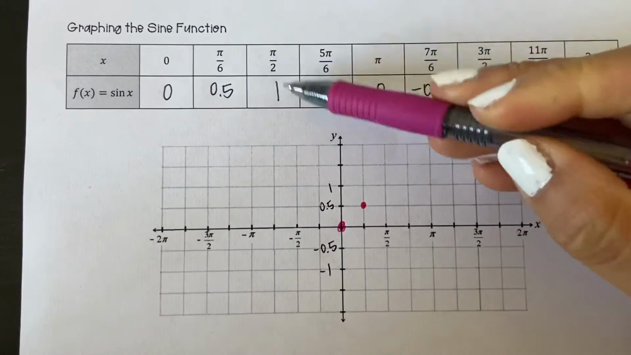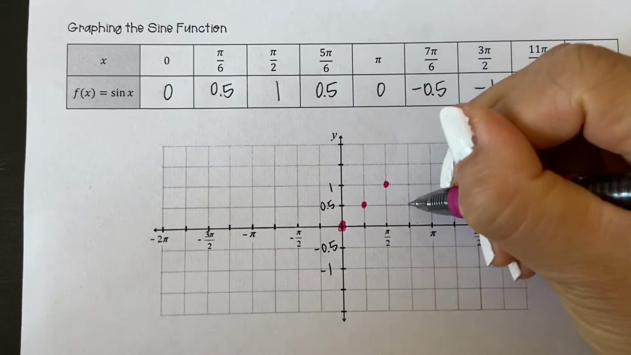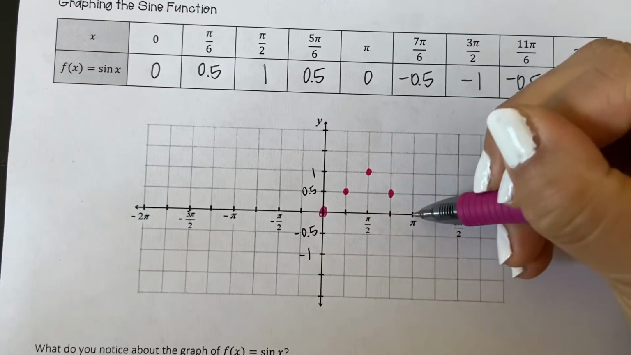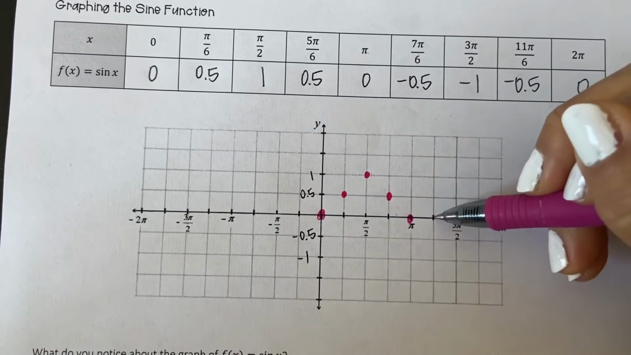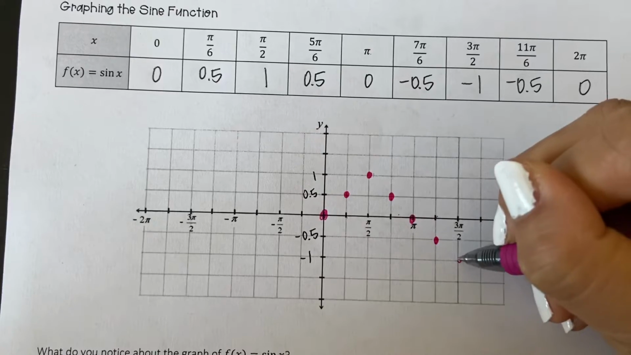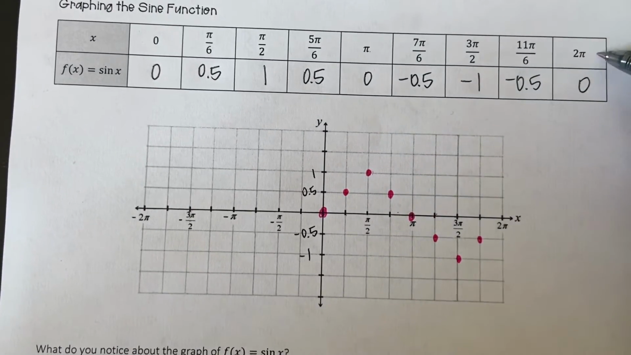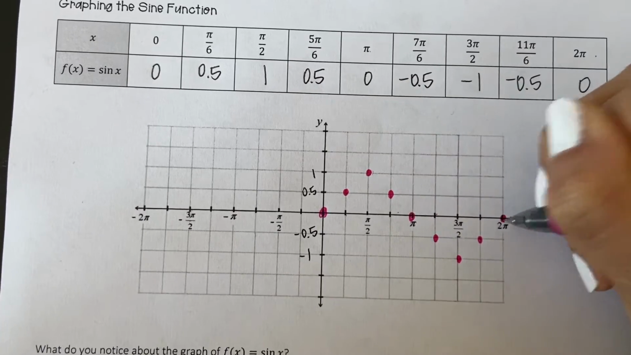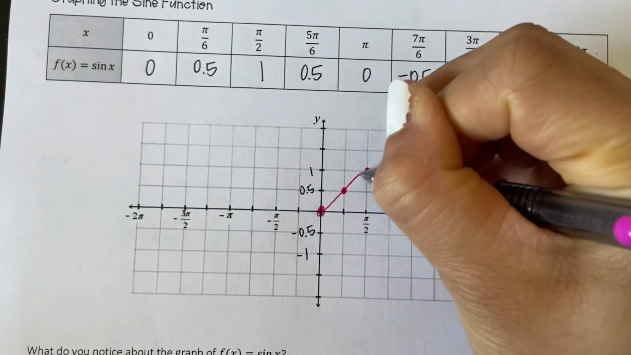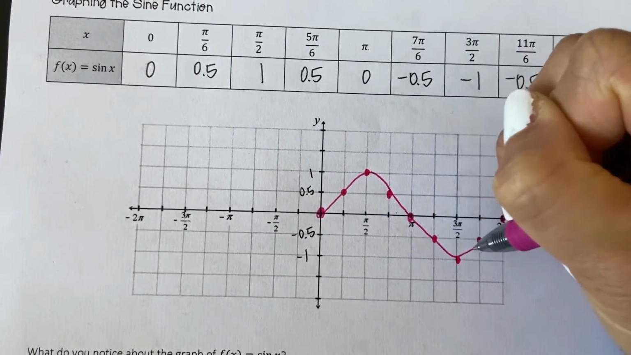At pi over 2, we have 1. At 5 pi over 6, we have 0.5. At pi, we have 0. 7 pi over 6 is negative 0.5. 3 pi over 2 is negative 1. 11 pi over 6 is negative 0.5. 2 pi is 0. So if you notice here, if I connect the points, the sine function looks like this.